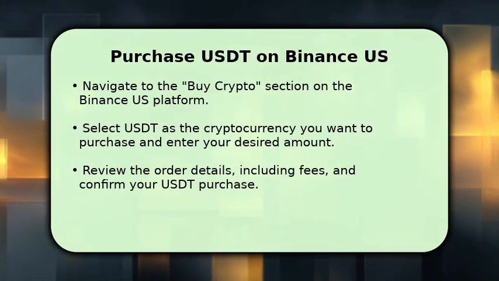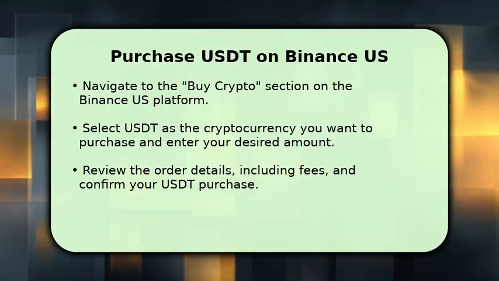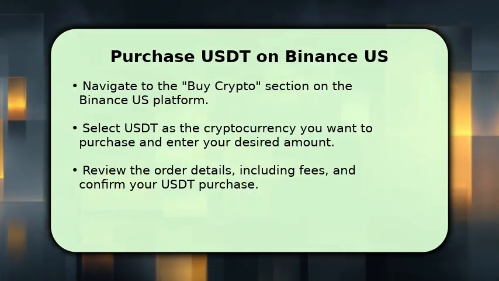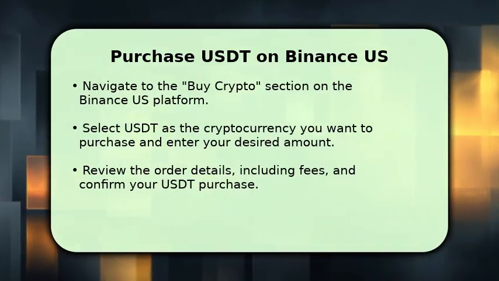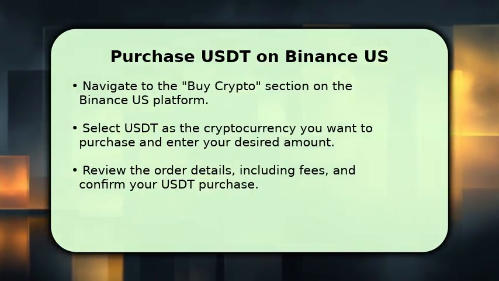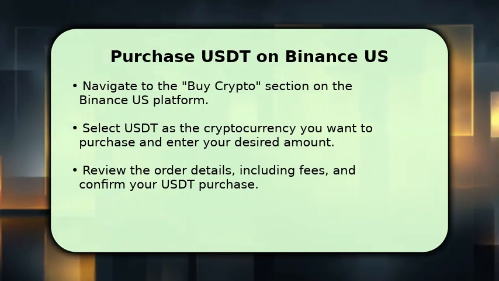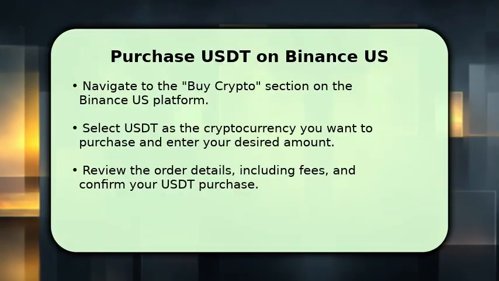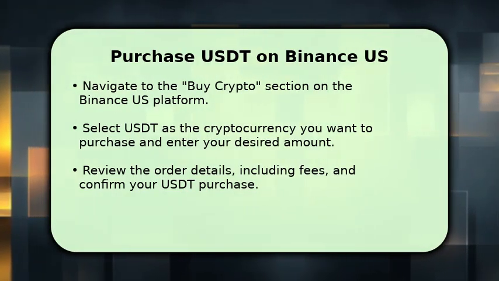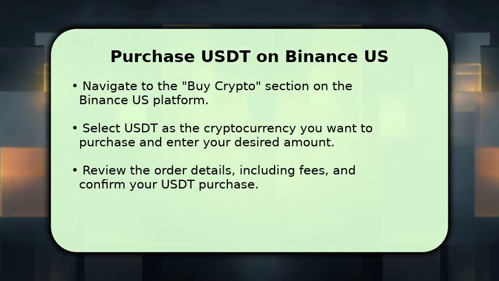Now let's buy some USD. Navigate to the Buy Crypto section on the Binance US platform. Select USD as the cryptocurrency you want to purchase and input the exact amount you desire. The platform will show you the current price and any associated fees. Carefully review all order details, then confirm your purchase to acquire your USD.